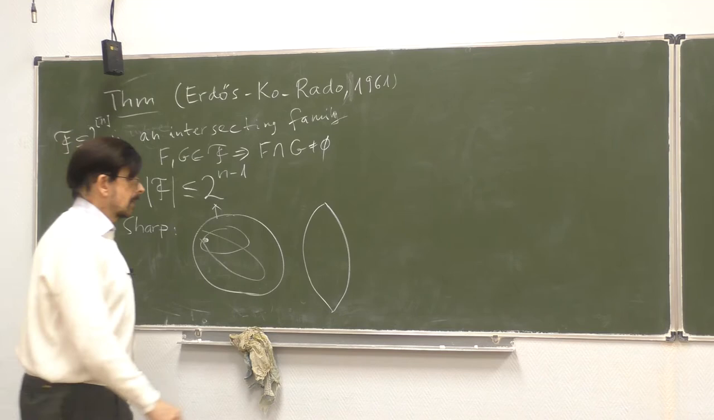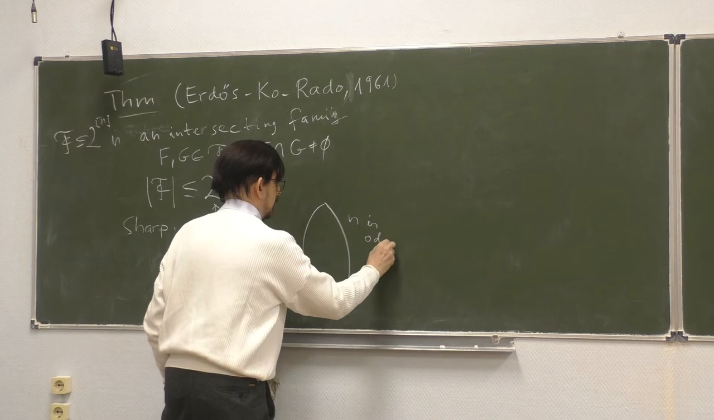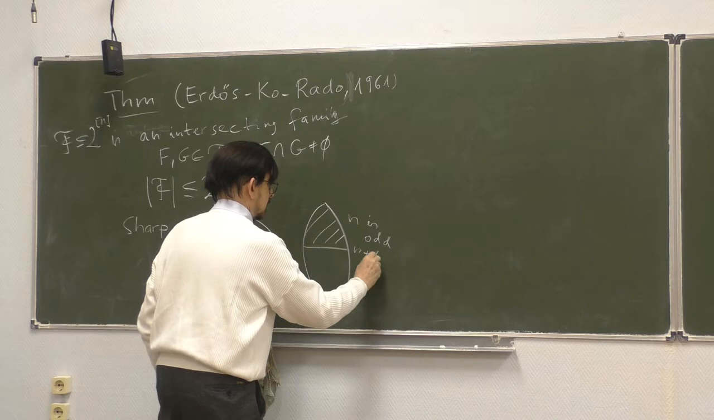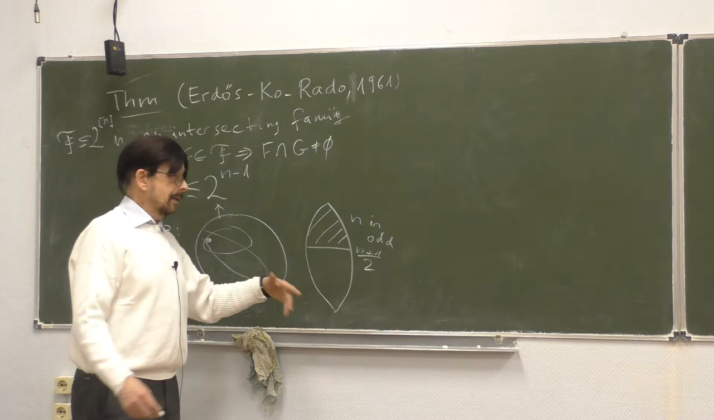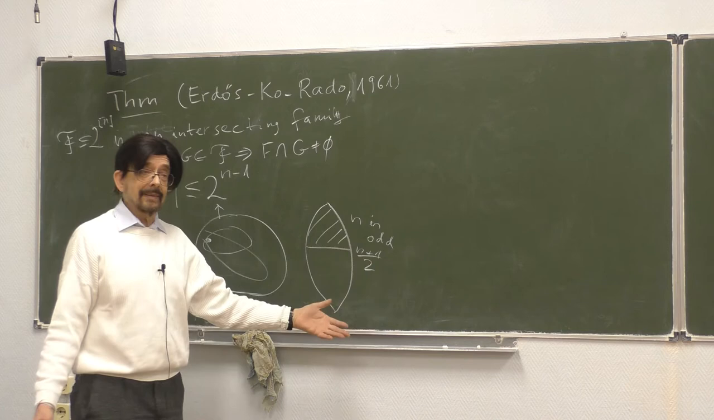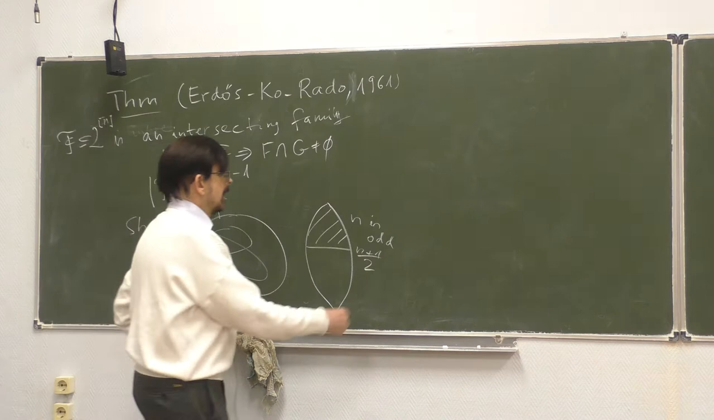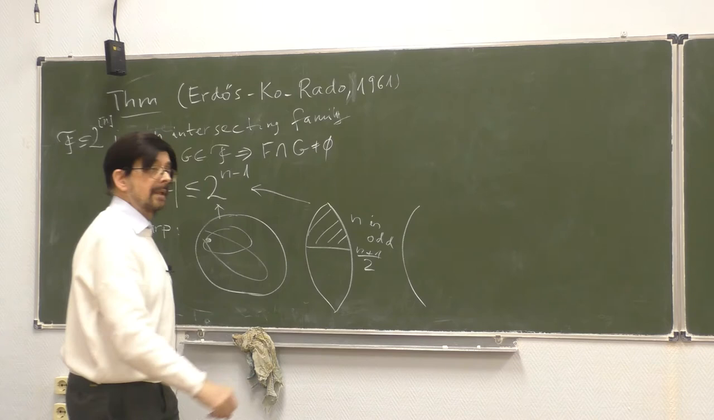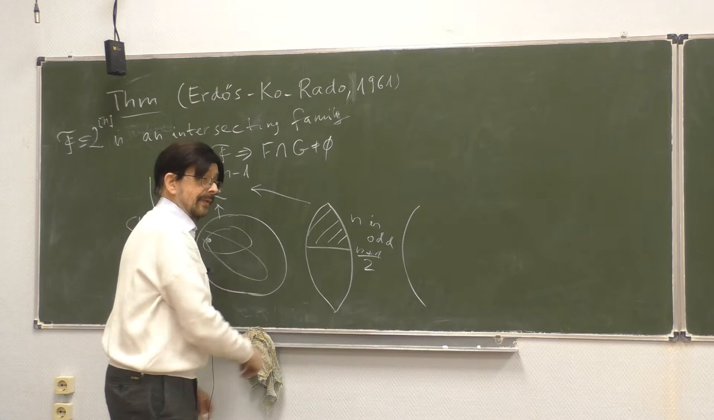First, n is odd. Take all the sets which have size at least n plus one over two. If you take two sets of this size, then together they have n plus one elements, so they cannot be placed in an n element set, so they intersect. And if they are bigger, then even more. So this is intersecting, and because 2 to the n is the total number of all sets, this is exactly half of it.